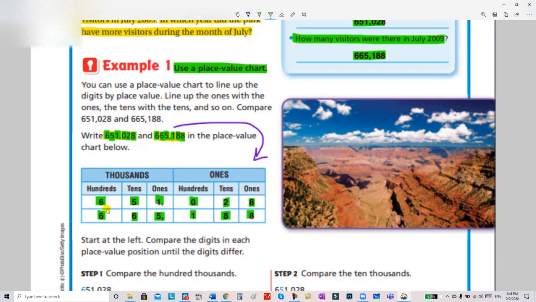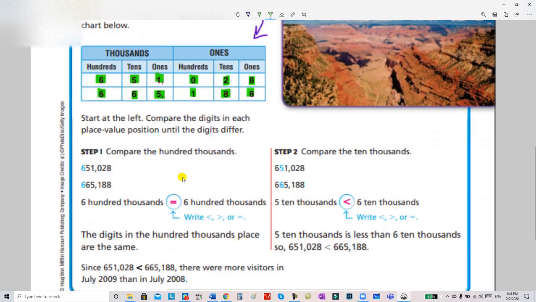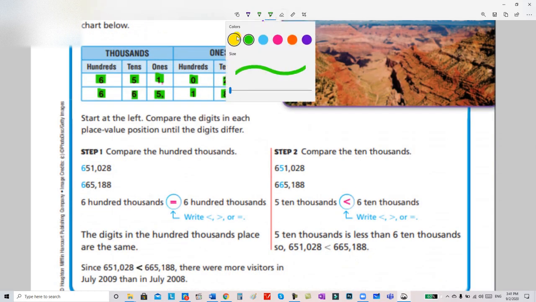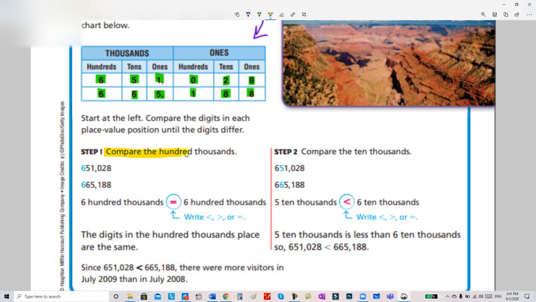Okay, we want to compare between these two numbers using the place value chart. Okay, first step, we are going to compare the 100,000s. We're going to start from the left this time. So we're going to start with 6 here. We have equal digits, right? 6 and 6. So 600,000 equals 600,000.